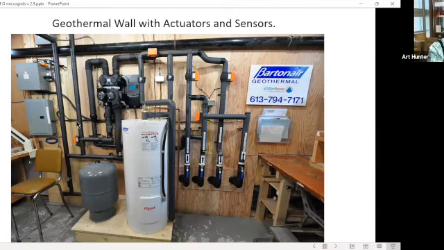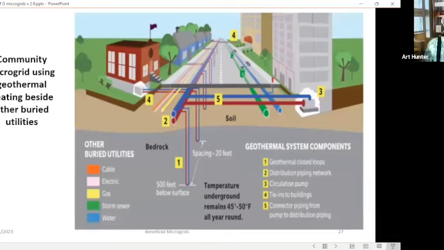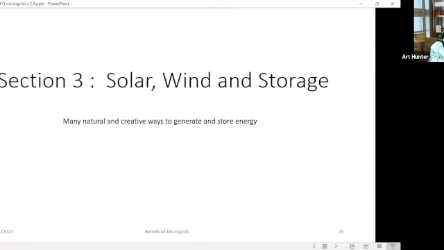The community microgrids using geothermal have been proposed that, look, once you've got it all dug up and you're putting in cable, electric, gas, storm sewer, water, those services, why don't you at the same time put in some geothermal, spacing every 20 feet and drill down 500 feet, and then cover the whole lot up, and then you can use that to heat and cool the homes.